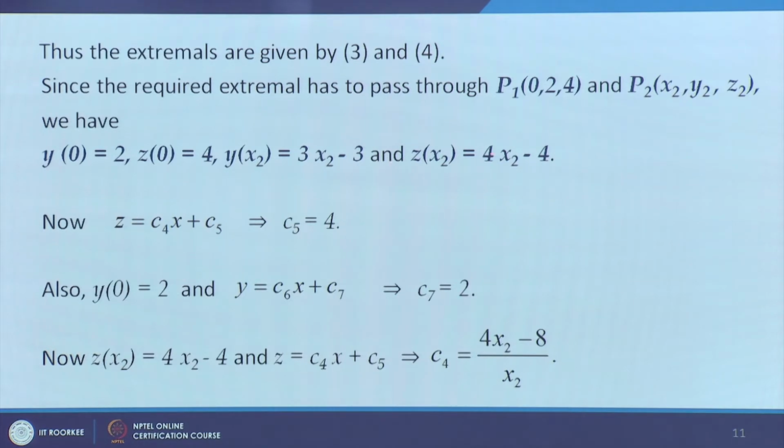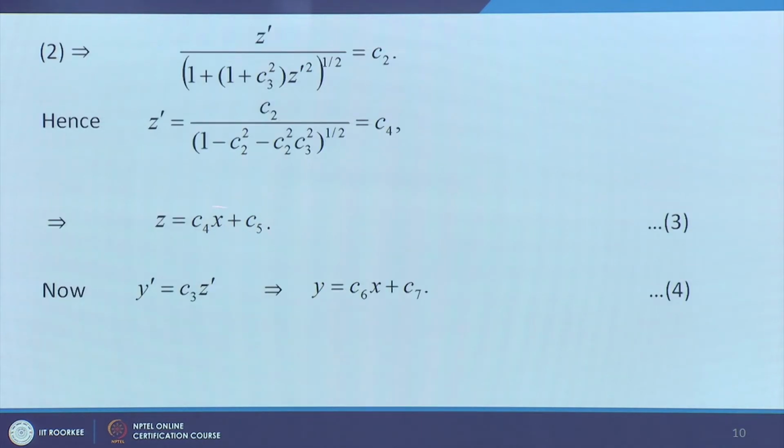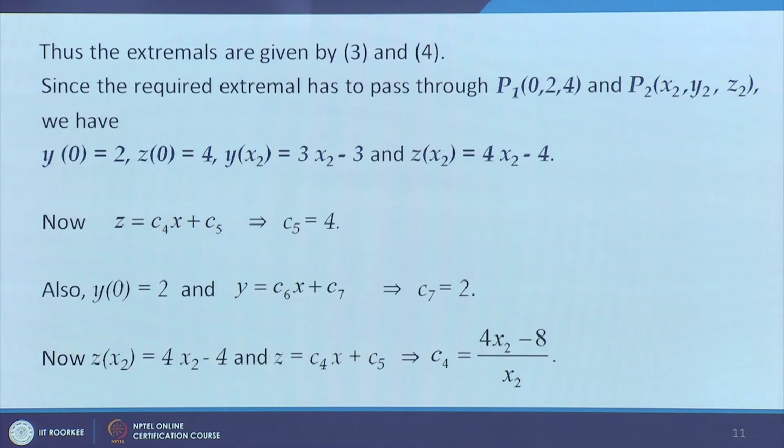Now z at x2 is equal to 4x2 minus 4, and z is also equal to c4x plus c5. So z equal to c4x plus c5 means z2 equal to c4x2 plus c5. So what we will get is c4 equal to... c4 we have not found, c5 we have found, c5 is equal to 4.